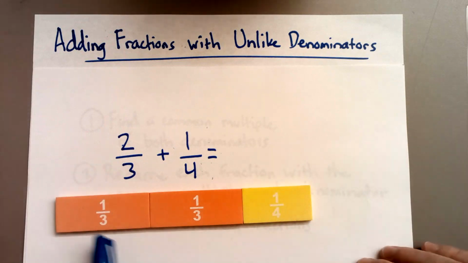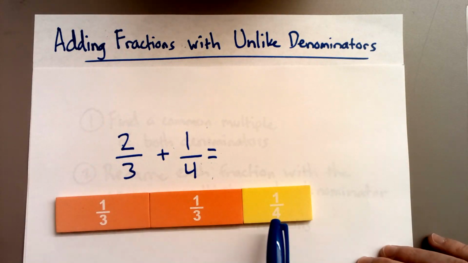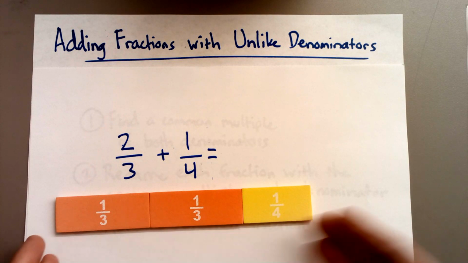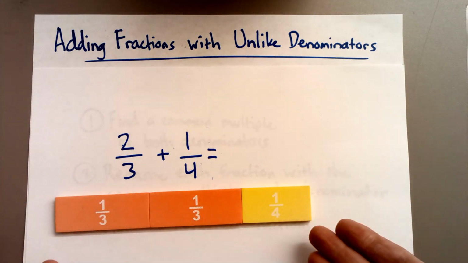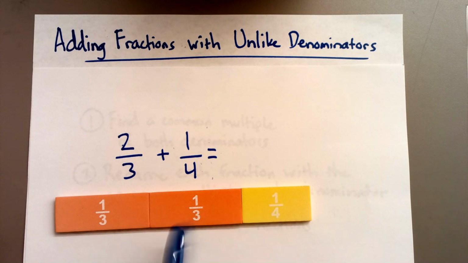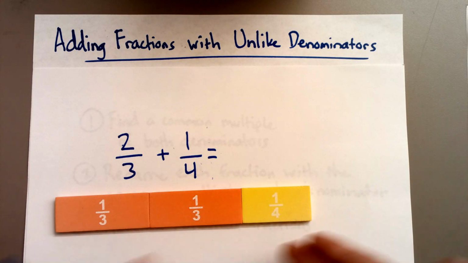See, I've got 2/3 here and 1/4. So I see how long that is, but I don't know what to call that fraction because they're two separate denominators. They're two different units. So what am I going to do?